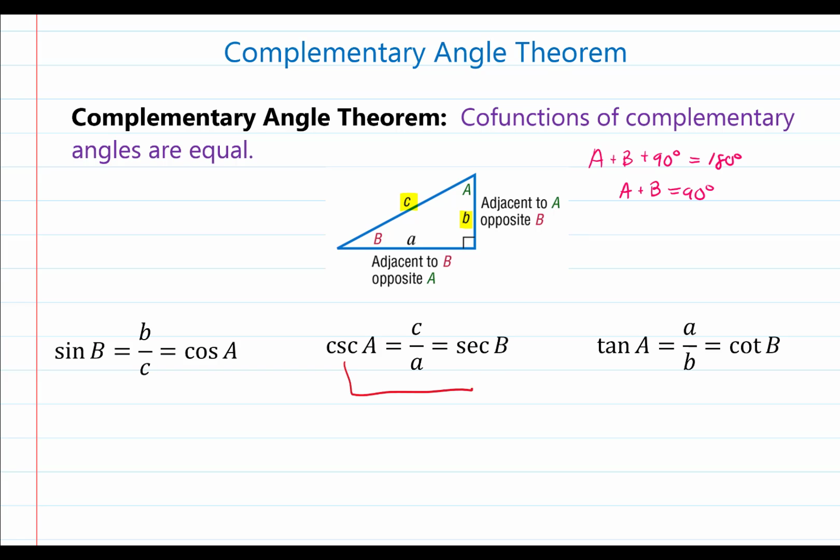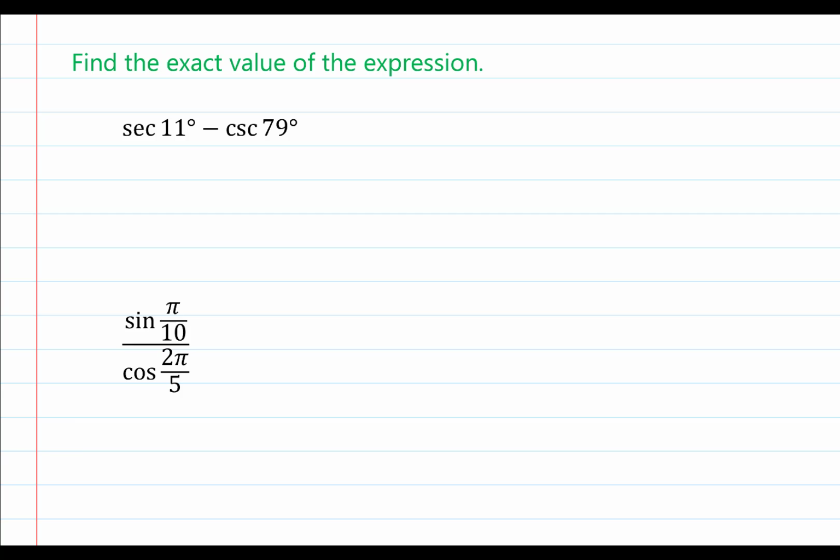We also know that cosecant and secant are cofunctions of one another, and we again have already established that angle A and angle B are complementary angles. Finally, we know that tangent and cotangent are cofunctions, and we've already established that angle A and angle B are complementary angles. As a result, we can say that cosecant of angle A is equal to secant of angle B, and tangent of angle A is equal to cotangent of angle B, as long as A and B are complementary angles. Let's now use that theorem to find the exact value of each of these two expressions.